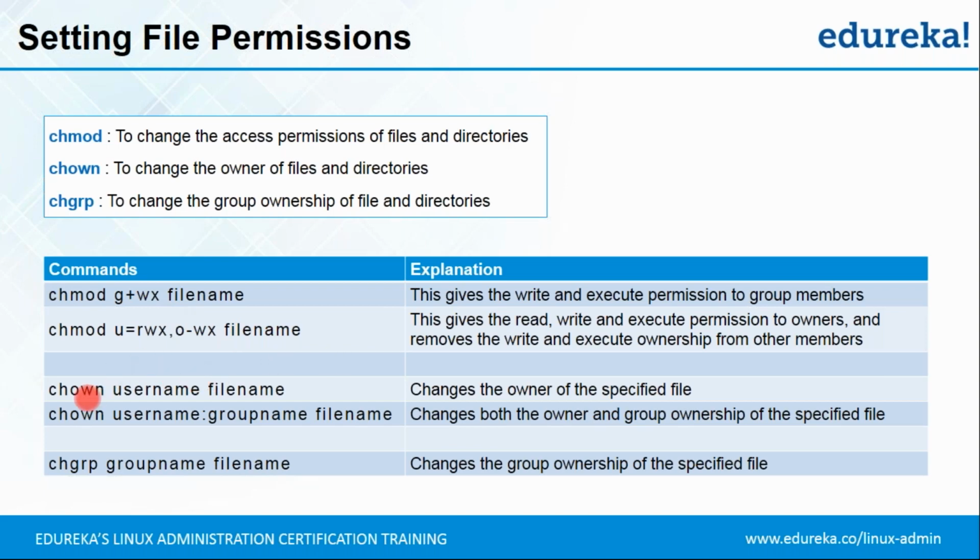And similarly, if you want to change the ownership of a particular file, then you can just use chown, the username, and followed by that will come the file name. So when you hit enter after that, that particular file or directory will have a new user, a new owner. And if you want to also give them a new group, along with the username, you want to assign them to a secondary group, then you can do it by giving username colon group name followed by the file name, right?